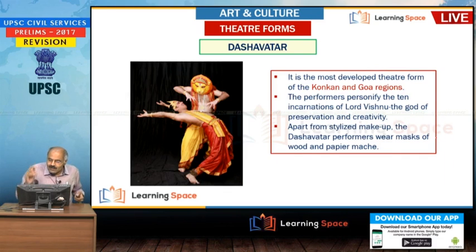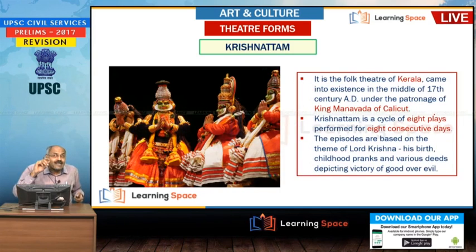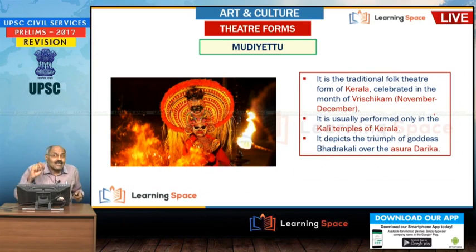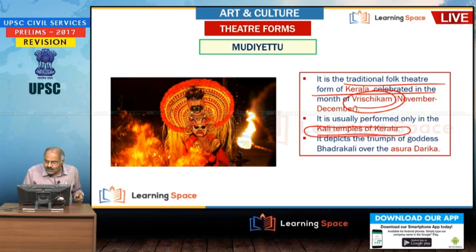Then Dashavatar, this is famous in Konkan and Goa regions. The performers personify the 10 incarnations of Lord Vishnu. Then if you see Krishnattam, this is famous in Kerala. Then Mudiyettu is the traditional folk theatre also of Kerala, celebrated in the month of Vrischikam, November, December. And one important trait is that this is usually performed only in Kali temples of Kerala.